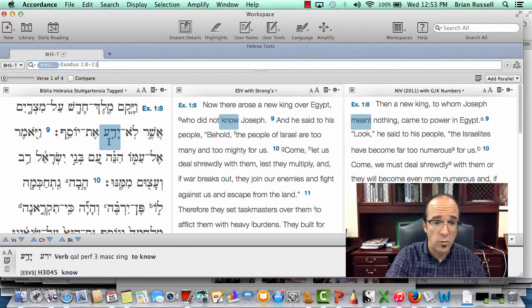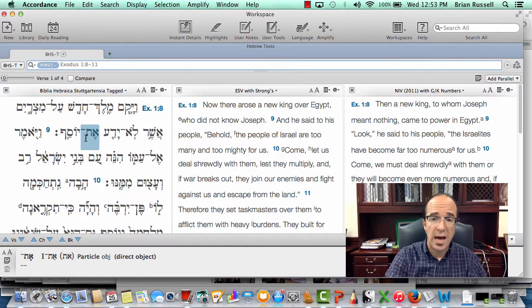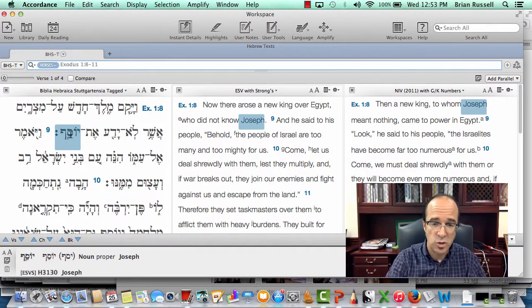Then our last word in 1.8 would be the noun for, has a definite direct object indicator. So we have the direct object and we have Joseph, and that's going to be simply the direct object. So that's verse 1.8, and I want you to see how I went through that. Again, you can look at different English translations to see what's going on. But that's essentially grammatical analysis.